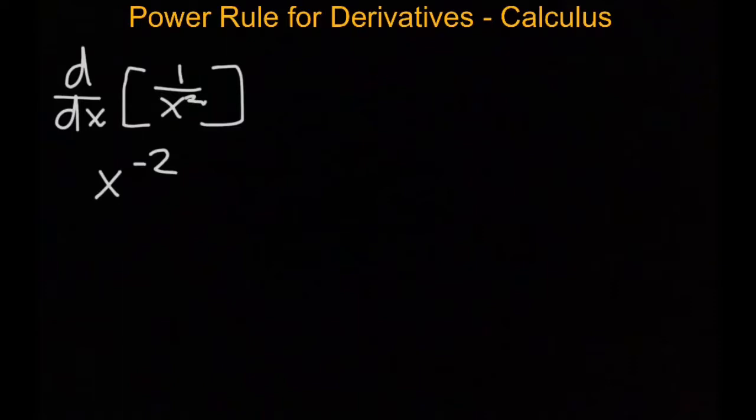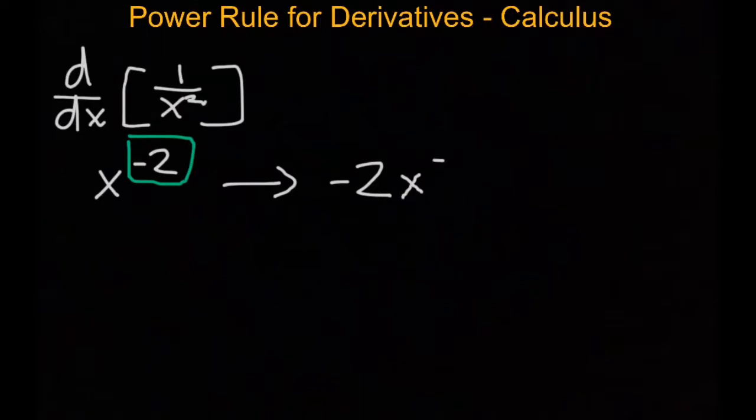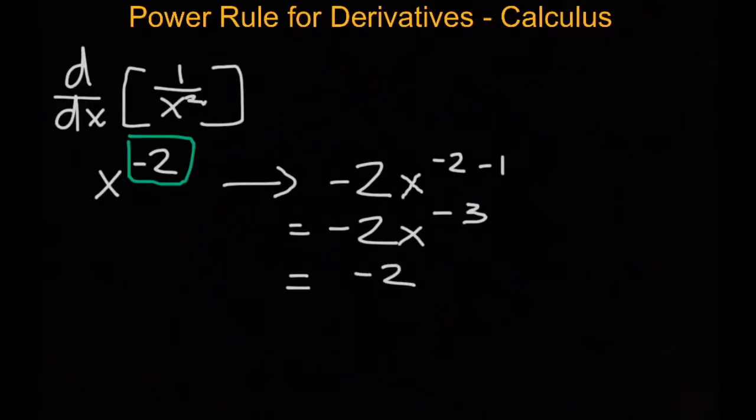So our n value here is negative 2. So we could rewrite this as negative 2 times x to the power of negative 2 minus 1. So what we get here is negative 2x to the power of negative 3. So now we want to bring x to the power of negative 3 back to the denominator. So we get negative 2 over x to the power of positive 3. And that is our final answer.